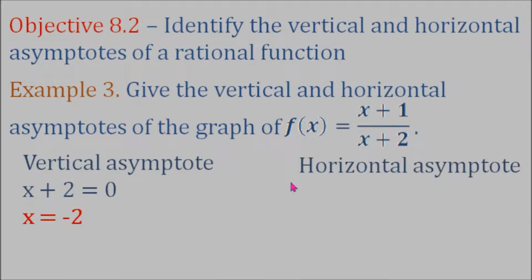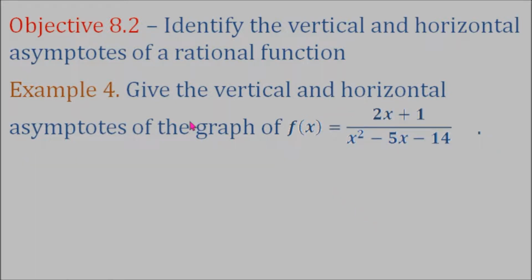For our horizontal asymptote, we are going to look at the degree of the numerator and the denominator. Here, the degree of the numerator or the highest exponent is 1, and then the degree of the denominator is also 1. If the degree of the numerator is equal to the degree of the denominator, our equation is y equals the leading coefficient of the numerator divided by the leading coefficient of the denominator. So in this case, it's 1 over 1. So it's just y equals 1.